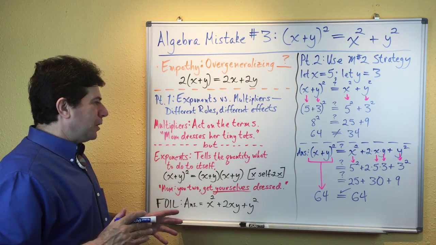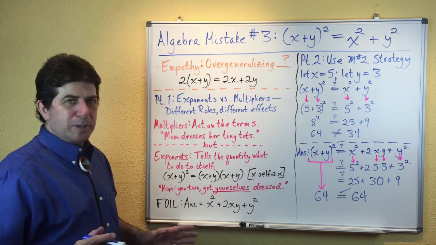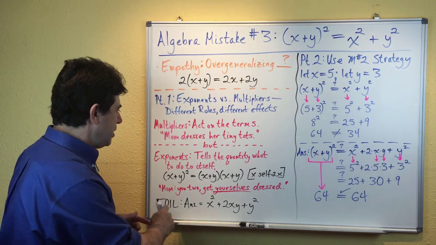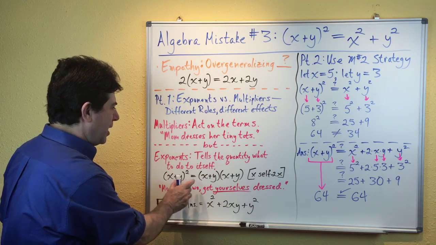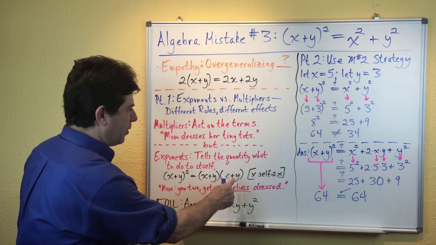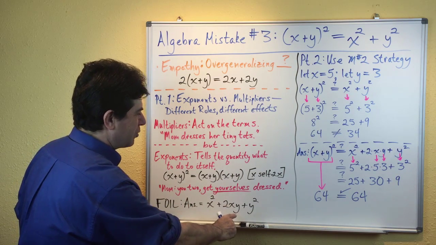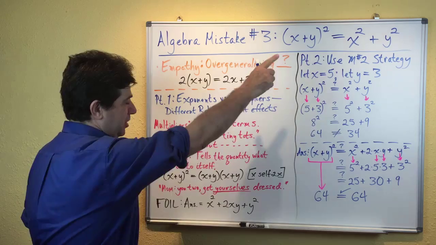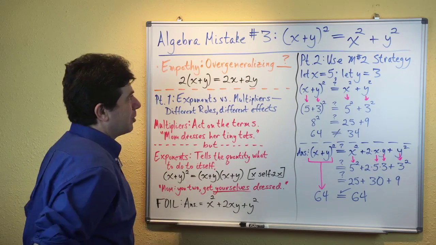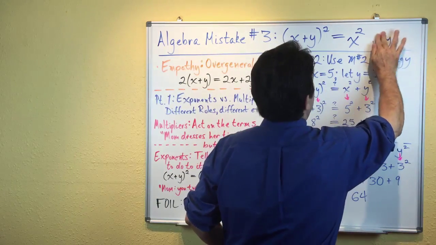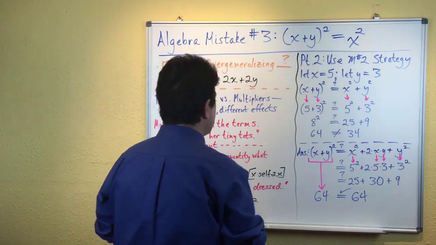So we all have learned how to FOIL. I'm not going to explain the process of FOILing right now, but we know that if we take x plus y squared and expand it to x plus y times x plus y, we get x squared plus 2xy plus y squared, which is the correct answer over here. So I'm going to go ahead and write out what the correct answer is.